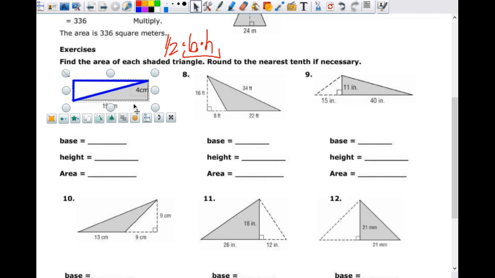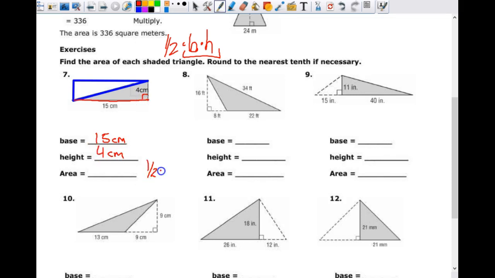That is why the formula is 1/2 the area of a rectangle. The base here is 15. The height, remember, it has to be perpendicular, is 4 centimeters. 1/2 times 15 centimeters times 4 centimeters. Half of 4 is 2. 2 times 15 is 30 centimeters squared. Easy peasy.